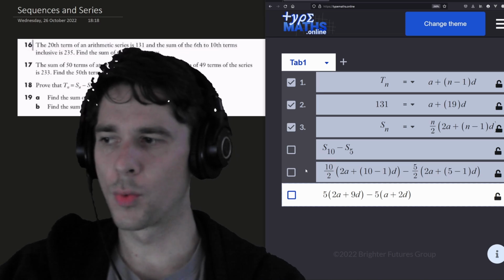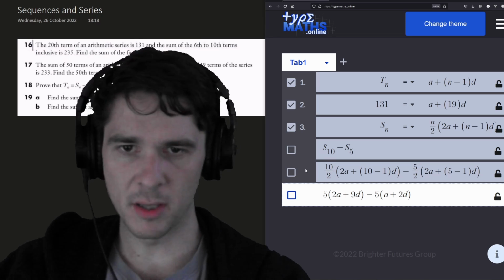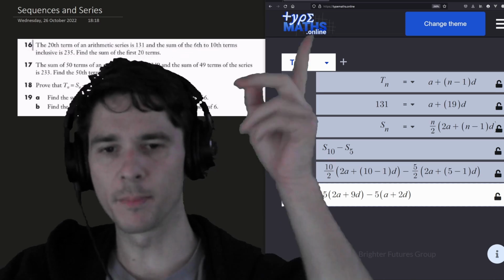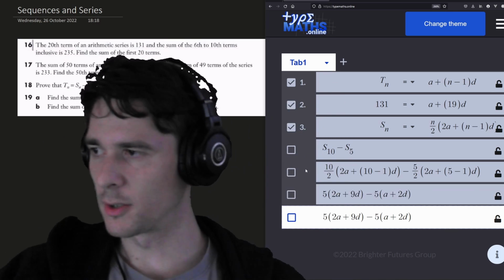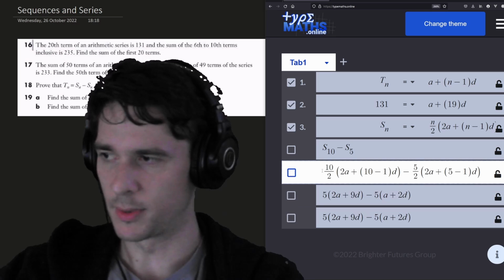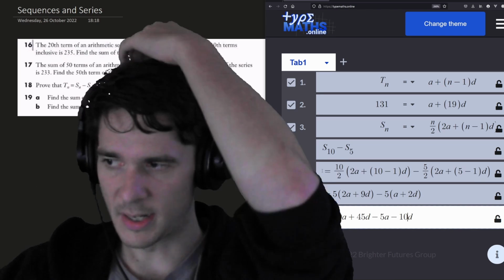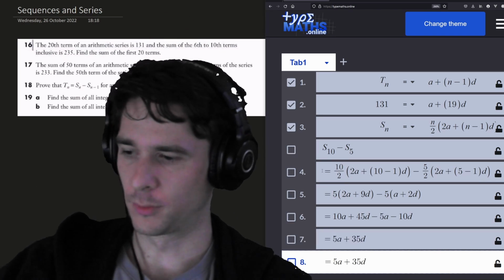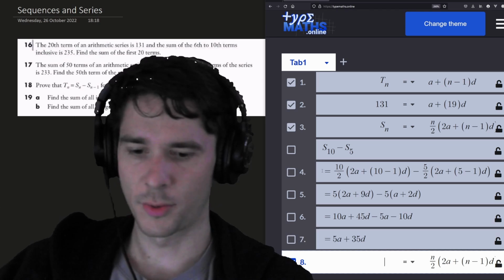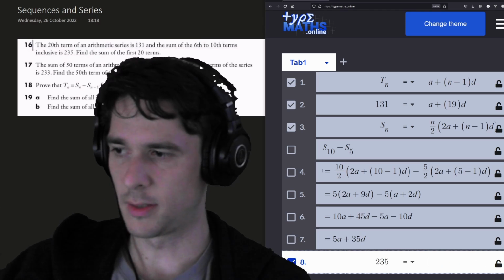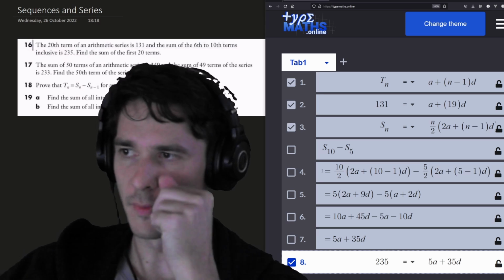We're going to go a little bit further. We're going to expand the brackets and collect our like terms, and then we're going to put it into an equation equal to 235. Expanding our brackets here, I should put in equal signs. Excellent, good job getting that. Now we can say 235 is equal to 5a plus 35d.